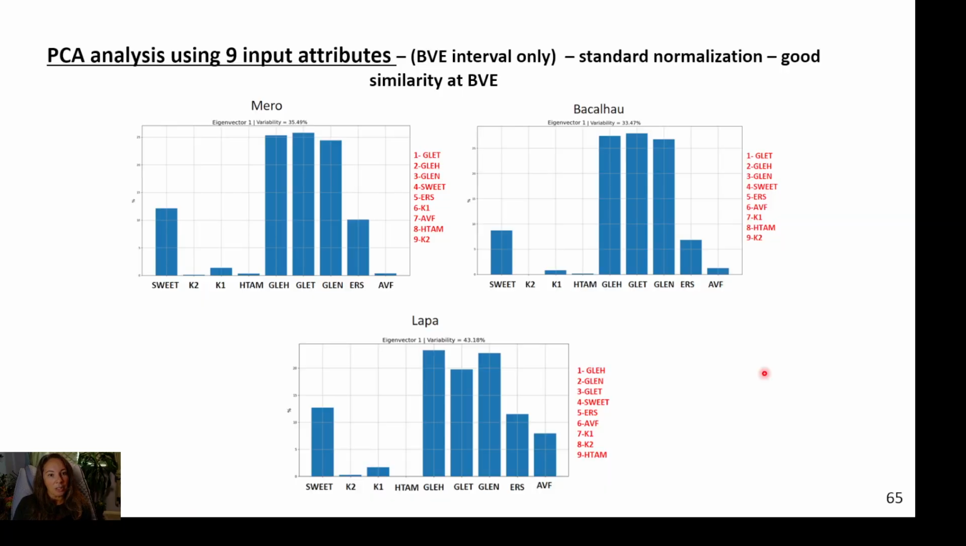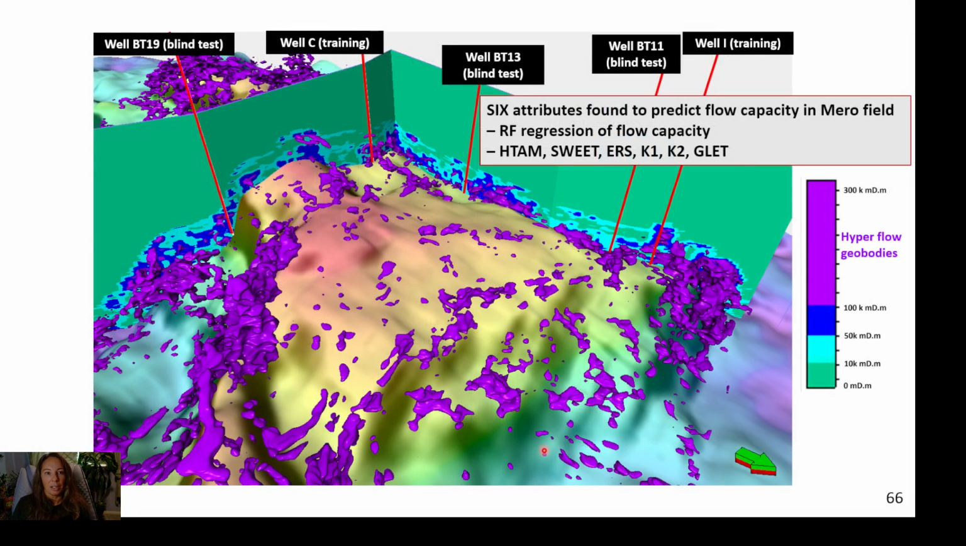So Marcus had looked at the Mero field and seen which attributes mattered the most, so the ones that were most important for the random forest classification, and then used these same attributes and calculated them on the seismic for Bacalhau and Lapa field. And just to go to some of the results, what is great about this study is we had a lot of information about flow capacity, so how well these reservoirs were producing.